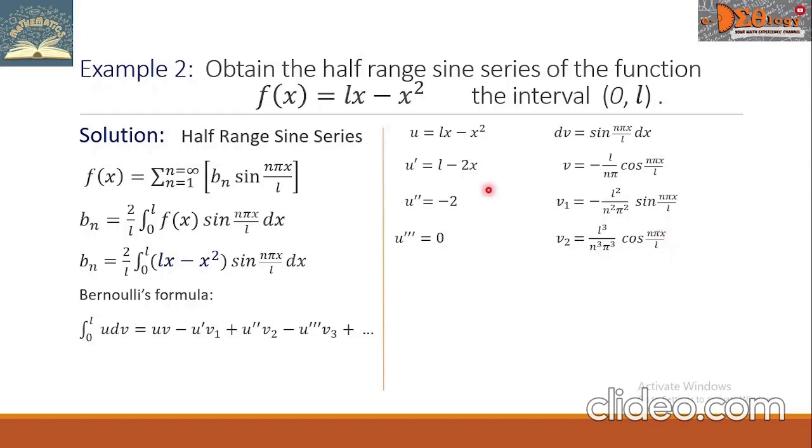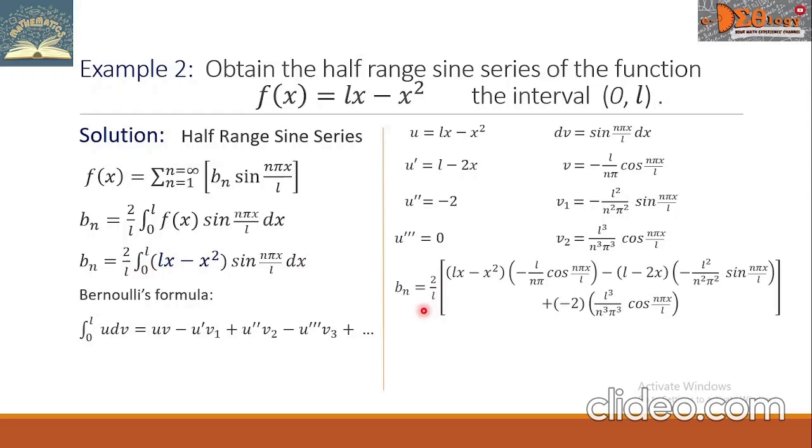Then we substitute the corresponding values to our b sub n. So it becomes like this. This is equal to 2 over L times, we have here the pair of factors. This is our u times v, minus the second pair of factors. This is u prime times v sub 1, plus another pair of factors. This is u double prime times v sub 2. Then we evaluate this with respect to the limits from 0 to L.